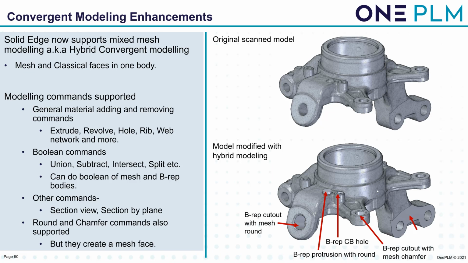So you can see from there we've got our BREP cutout. We've got a countable hole, a protrusion for a stop maybe, a BREP cutout with a mesh chamfer on there. And then we've got a BREP cutout on the right hand side. So by adding these BREP cutouts in there, and a mixture of mesh rounds, etc., we can make sure that this is fully constrainable without having to do any recognized faces, etc.